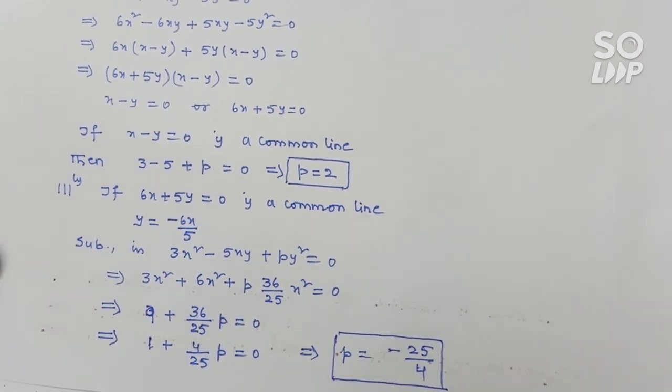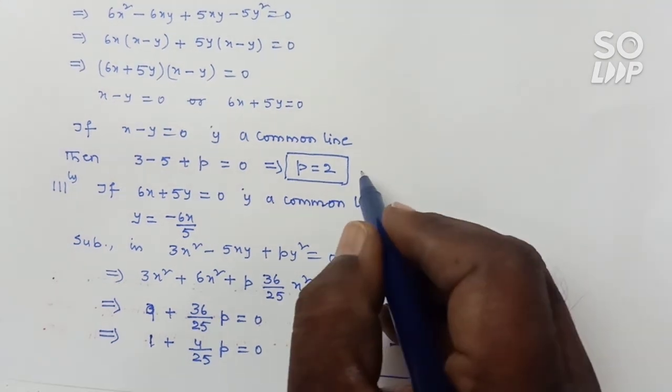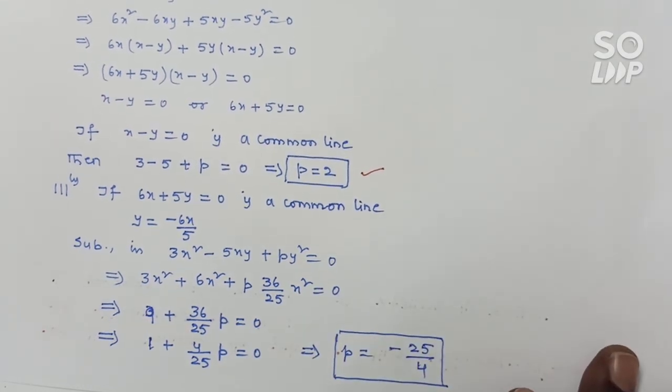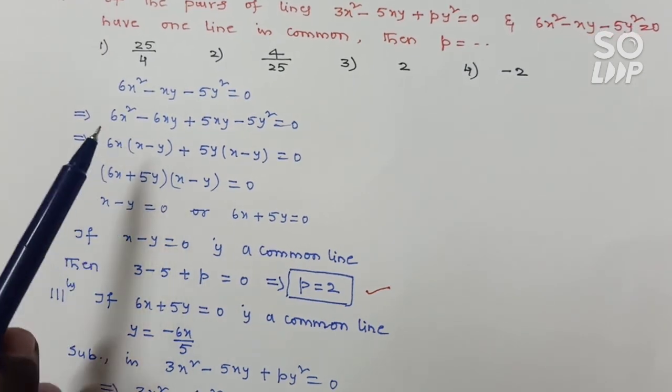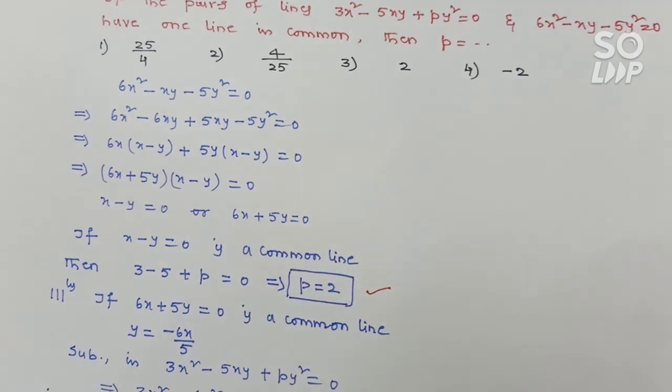In the given options, which one coincides? p is equal to 2 or p is equal to minus 25 by 4. p is equal to 2 coincides with the given options. Now in the given options, the p values are 25 by 4, 4 by 25, 2 and minus 2.